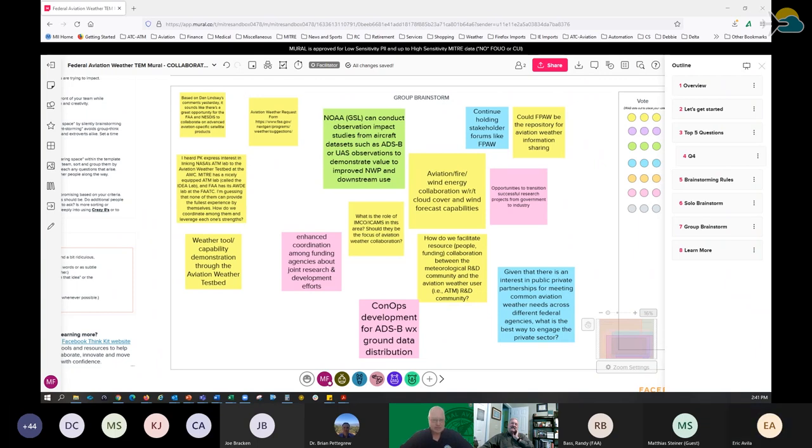Absolutely. Let's see, Matt, is there anything else that we've missed on here? There's a sticky put on there about CONOPS development for ADS-B weather ground data distribution, which is a great topic and one that we think about. If we can just get this information from the airplane to the ground, everything will be fixed. And then we forget that it's got to go from the ground to the ground to the ground at that point. Yep, good point. I know Cammie has taken a look at that.